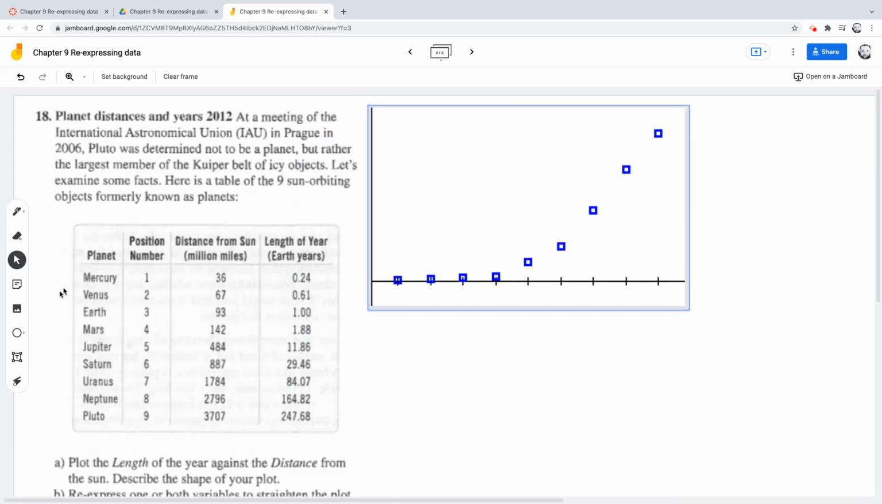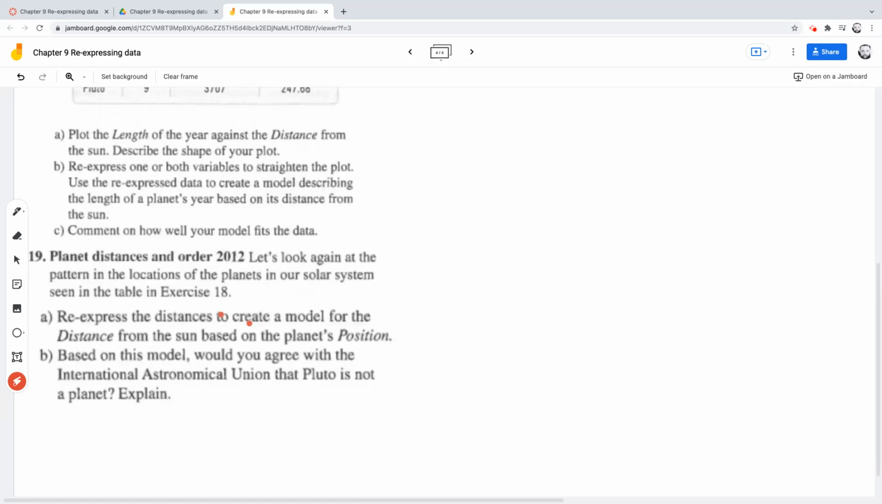What I plotted was basically I took the position and plotted against the distance of the sun. And when I plot it, I get this curve that goes like that. I can find a curve model to that if I wanted to, but what problem number 19 is saying is look at the data, re-express the distances to create a model distance from the sun versus the position.